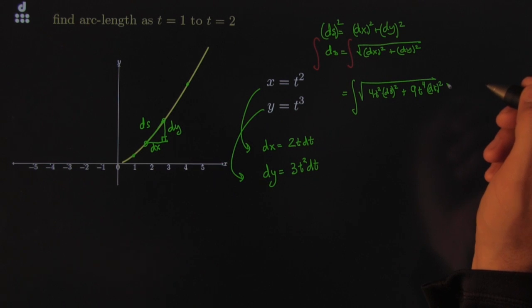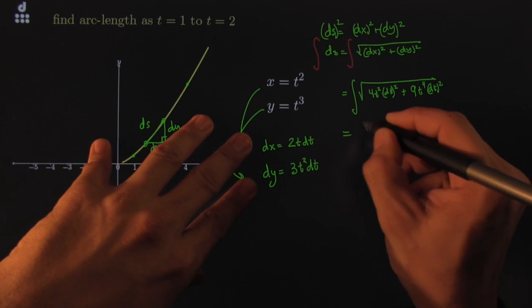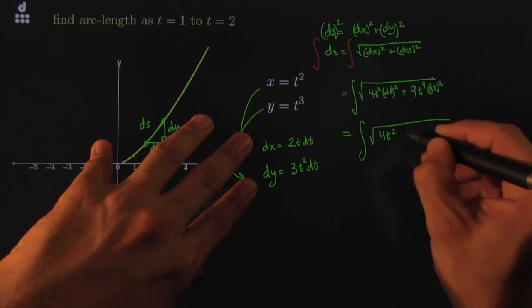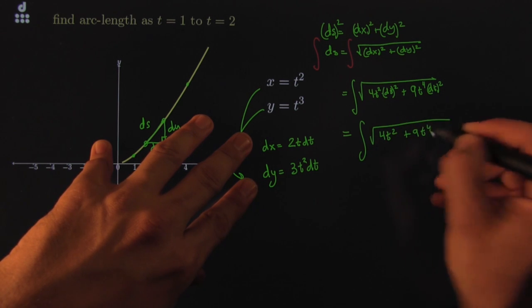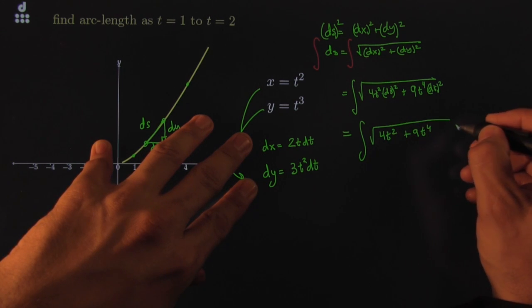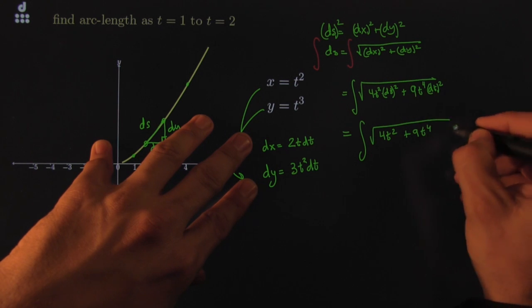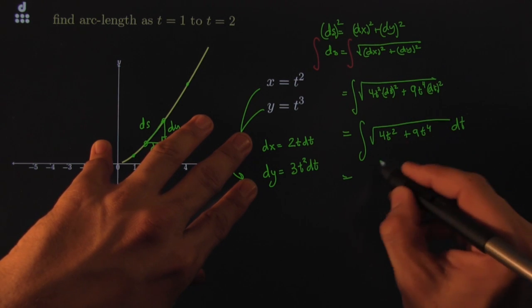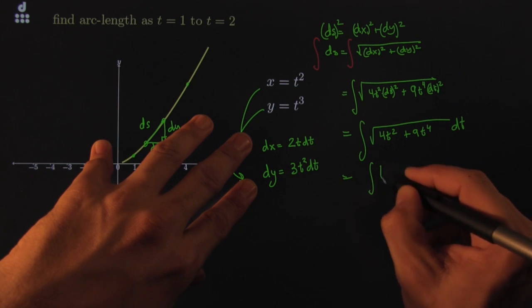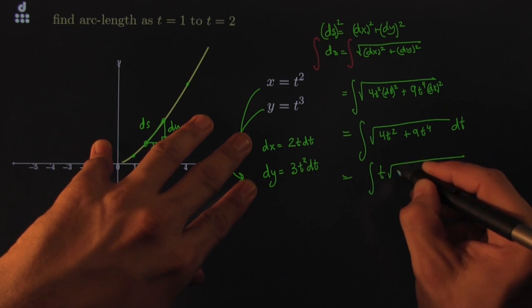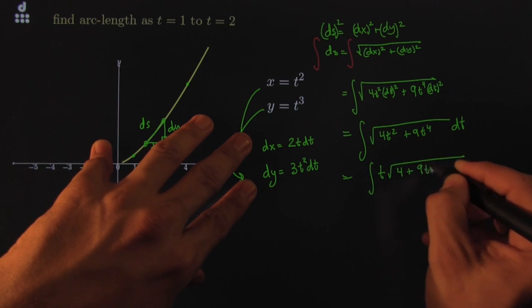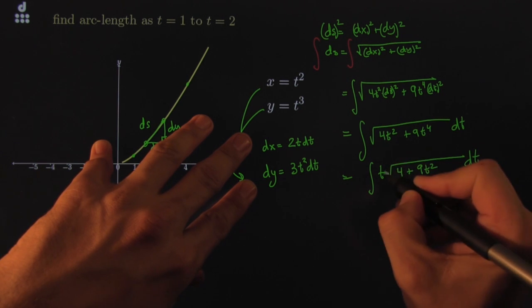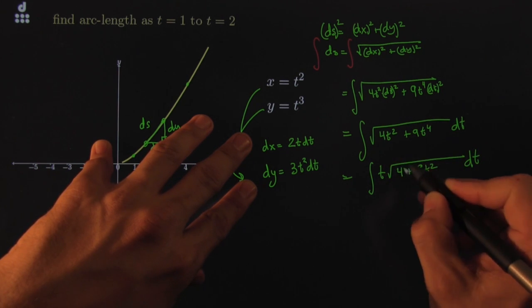Okay, and I could clean this up a little bit. That would give me 4t squared plus 9t to the 4th, and I could factor out a dt squared out of both of these. It would come out like that. Maybe I could do better than that. I could factor out a t squared. So that would give me t times the square root of 4 plus 9t squared dt.